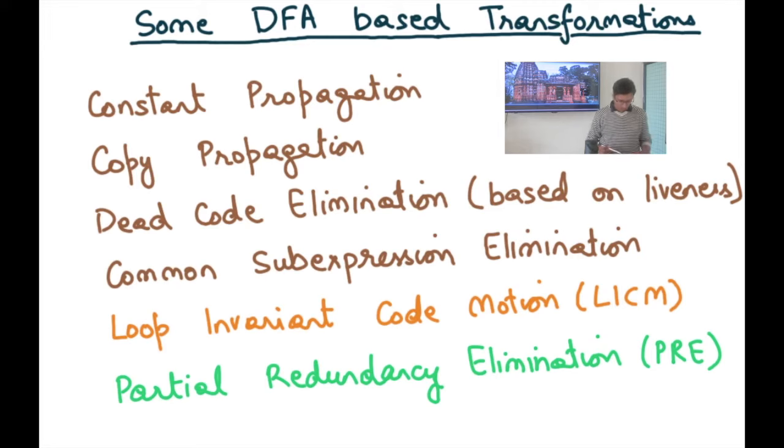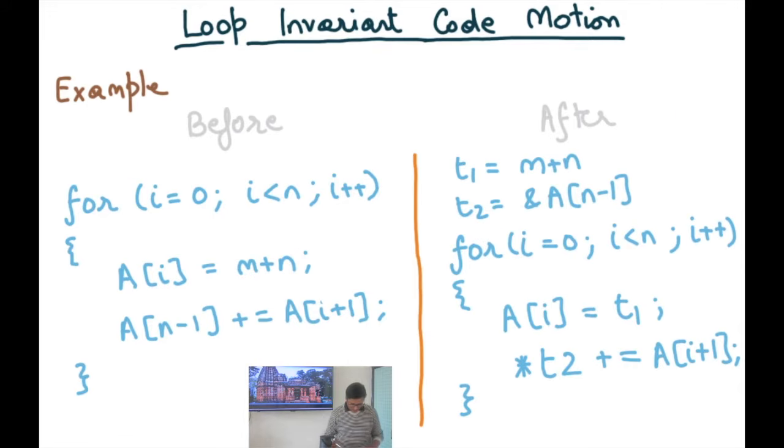Common subexpression elimination. And we're also going to discuss loop invariant code motion and partial redundancy elimination in the next few lecture modules. So here's an example. Let's say I have a program which says for i equals 0 to n, i plus plus, a[i] equals m plus n, a[n-1] plus equals a[i+1].